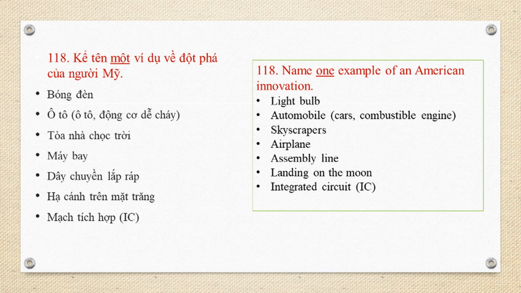118. Name one example of an American innovation. Light bulb, automobile, cars, combustible engine, skyscrapers, airplane, assembly line, landing on the moon, integrated circuit, IC.